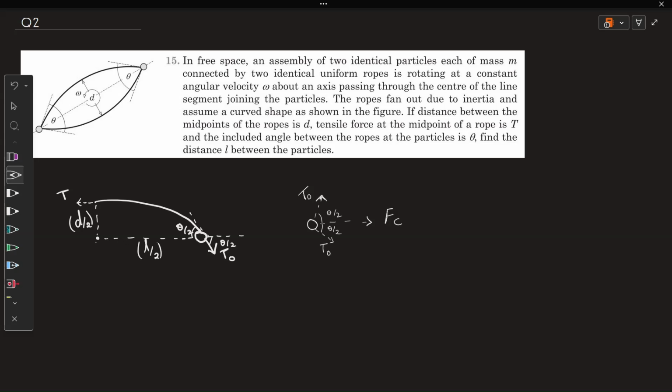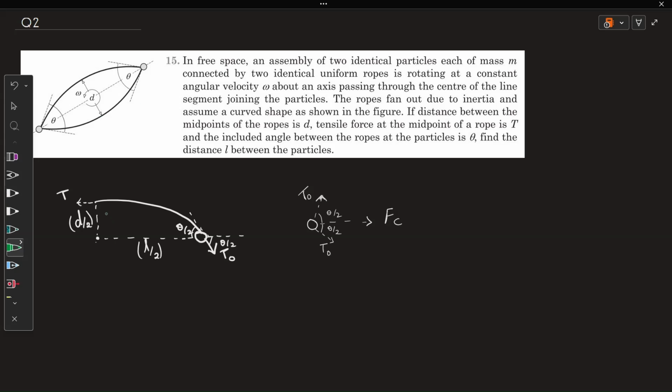I'm just marking from the center, it's L by 2 by symmetry. This whole system is symmetric, right? So by symmetry it's L by 2. If the distance between the midpoints of the rope is d and the tensile force at the midpoint is T, so at this particular point, let's assume the tension to be T naught, and by symmetry this is theta by 2, and by vertically opposite angles this is theta by 2 again. So they are asking for the distance L.